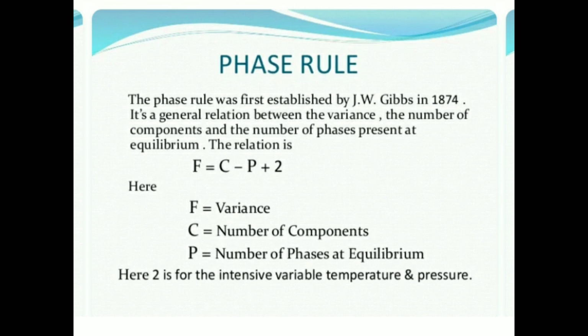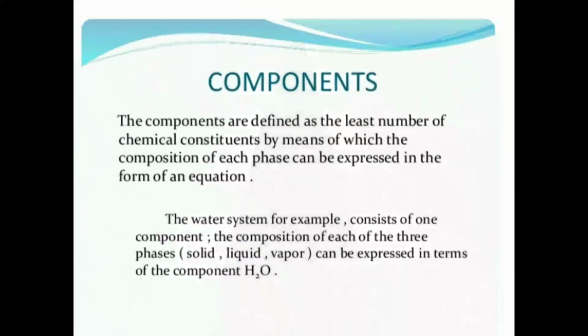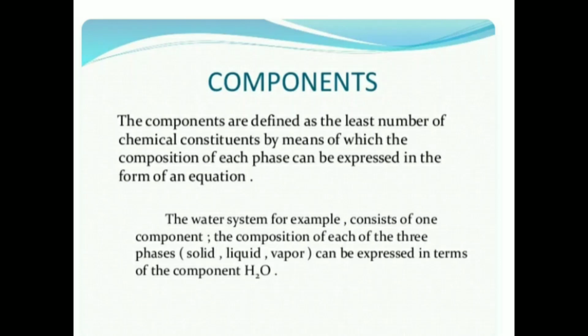Next, we see about component. A component is defined as the smallest number of independently variable constituents by means of which the composition of each phase can be expressed in the form of a chemical equilibrium. Again, consider the same water system. The chemical composition of all three phases is H2O, but they are in different physical forms. Hence, the number of components is 1.